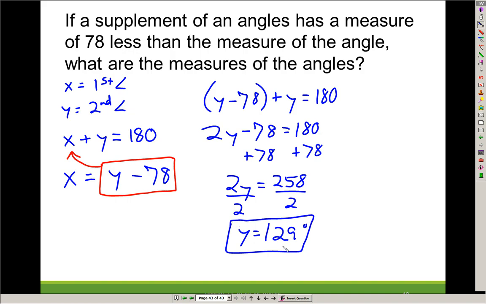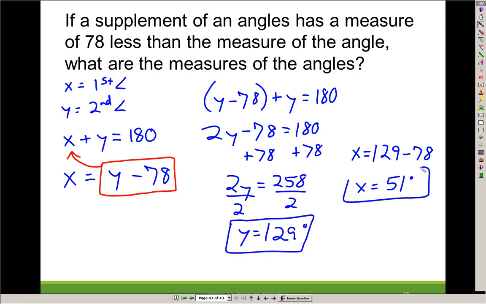Well, now take this, substitute it into either one. Let's put it in the second one. Either one works, but let's try the second one. X equals Y minus 78. Well, Y is 129. 129 minus 78, that's 51 degrees.